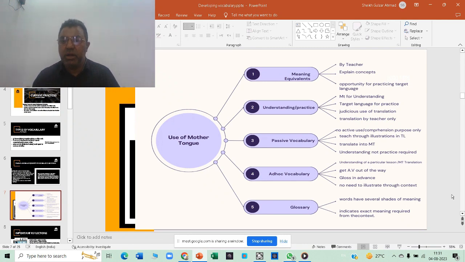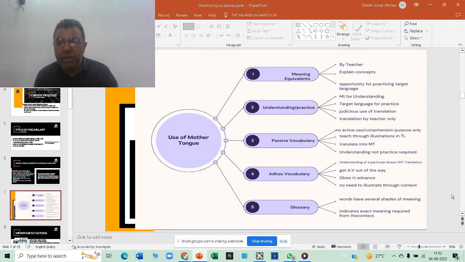Just get ad hoc vocabulary out of the way. Please remember that, get out of the way from these words. And give immediately, if you think that to understand this lesson they need a Hindi translation of these 6 words, give it immediately so that they understand the lesson and just forget about that.